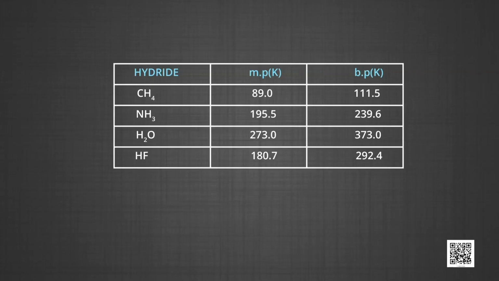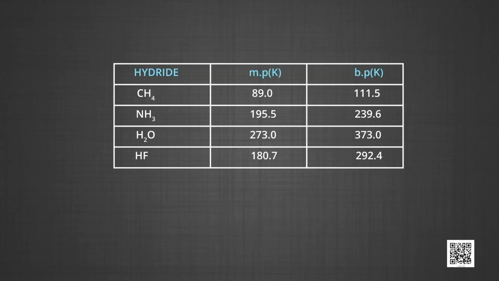Let us compare the melting and boiling points of different molecules. First of all, the melting points, in Kelvin. Methane, it's 89.0 Kelvin, ammonia 195.5 Kelvin, water 273.0 Kelvin and hydrogen fluoride 180.7 Kelvin. From this data, you can see that the melting point of water is very high. It is just because oxygen is highly electronegative and due to the intermolecular hydrogen bonding.